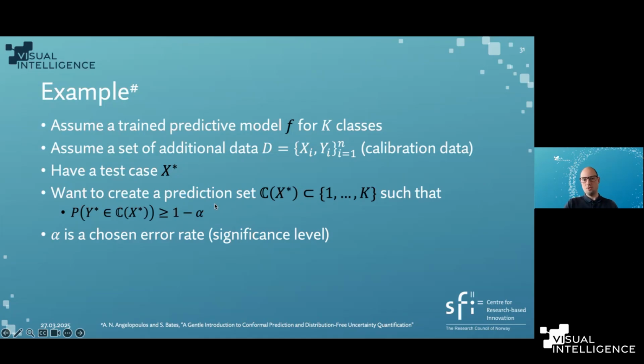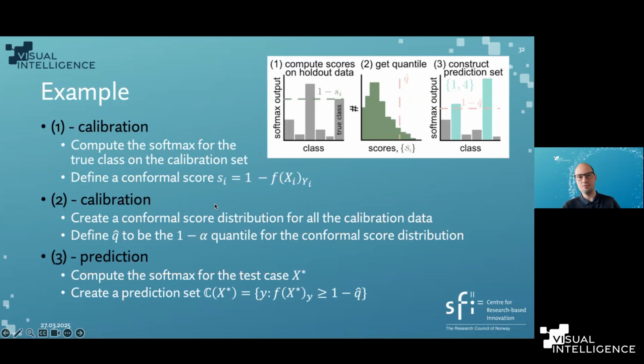And you can actually achieve this by the following steps. So first, you need to calibrate on your calibration data. For instance, you can compute the softmax for the true class on the calibration set. And then you define a conformal score, S, which is 1 minus the softmax. So the conformal score is sort of a heuristic notion of uncertainty. The higher the score, the higher the uncertainty.